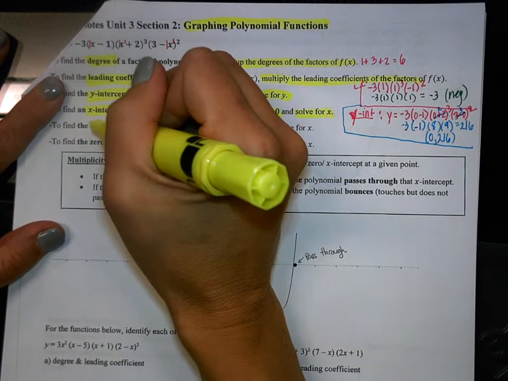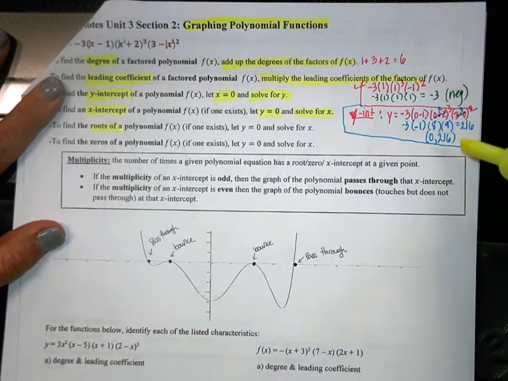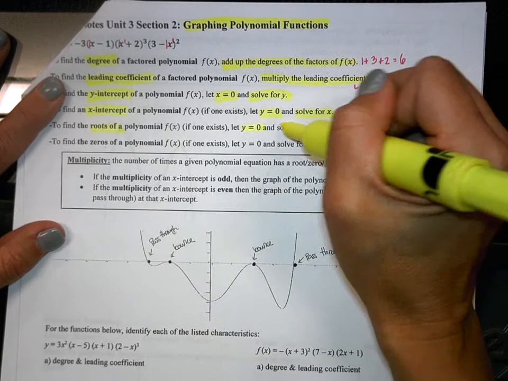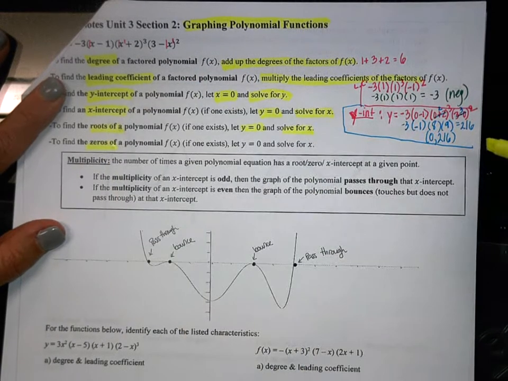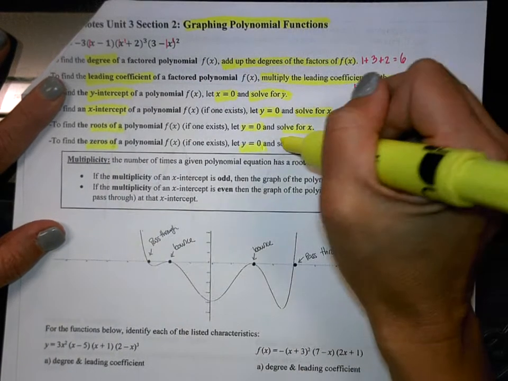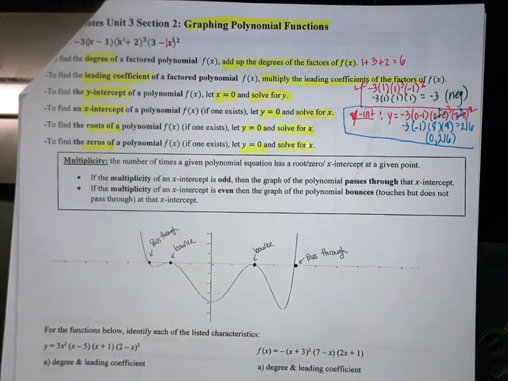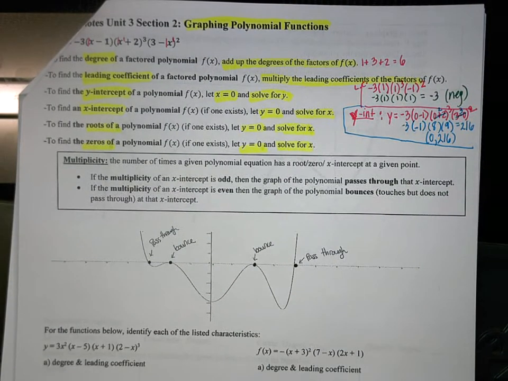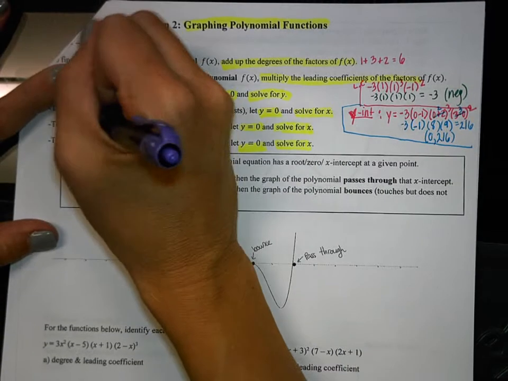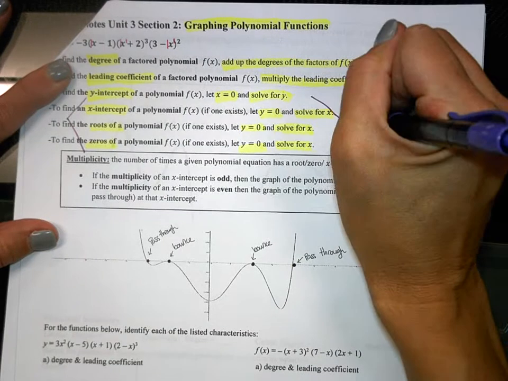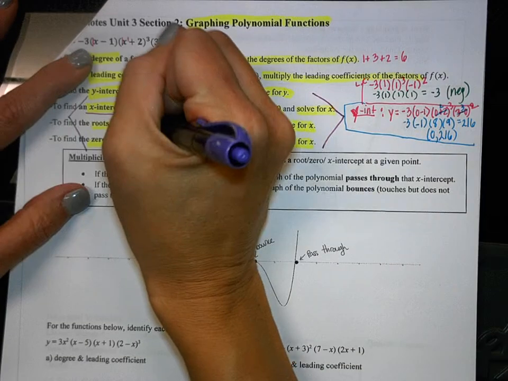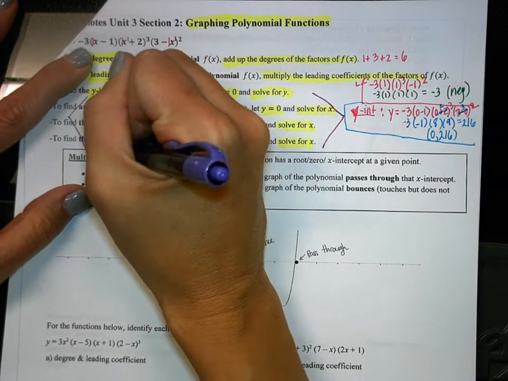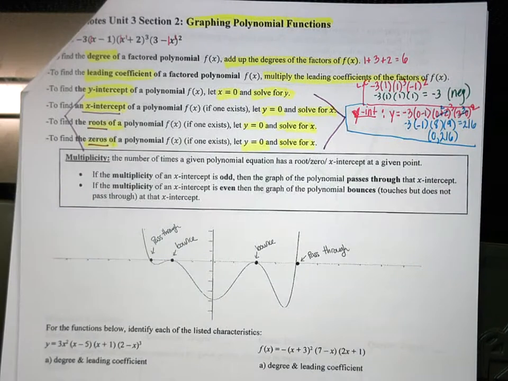Notice on this next one, it says to find the roots of a polynomial, let y equal 0 and solve for x. To find the zeros of a polynomial, let y equal 0 and solve for x. What do you notice? All of these have the same definition. Do you see that? So what that means is when they're talking about x-intercepts, roots, or zeros, they all mean the same thing.